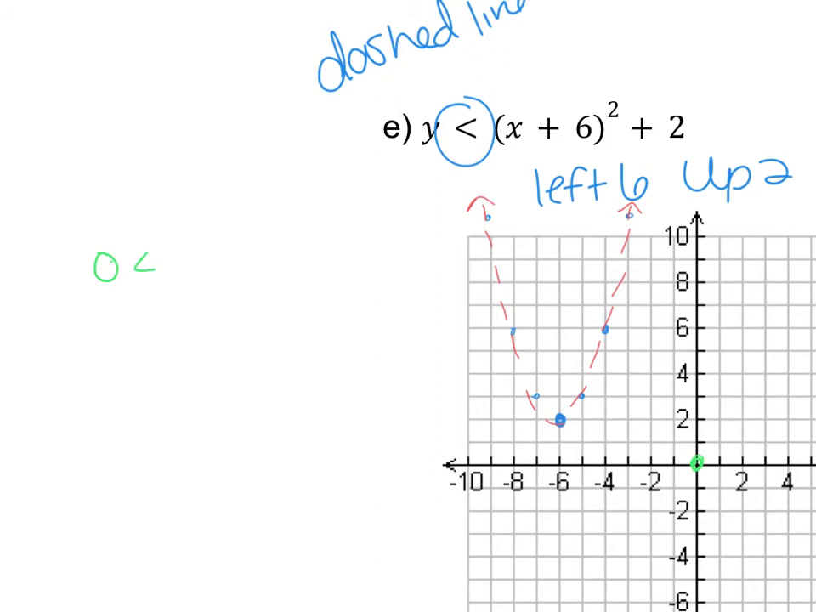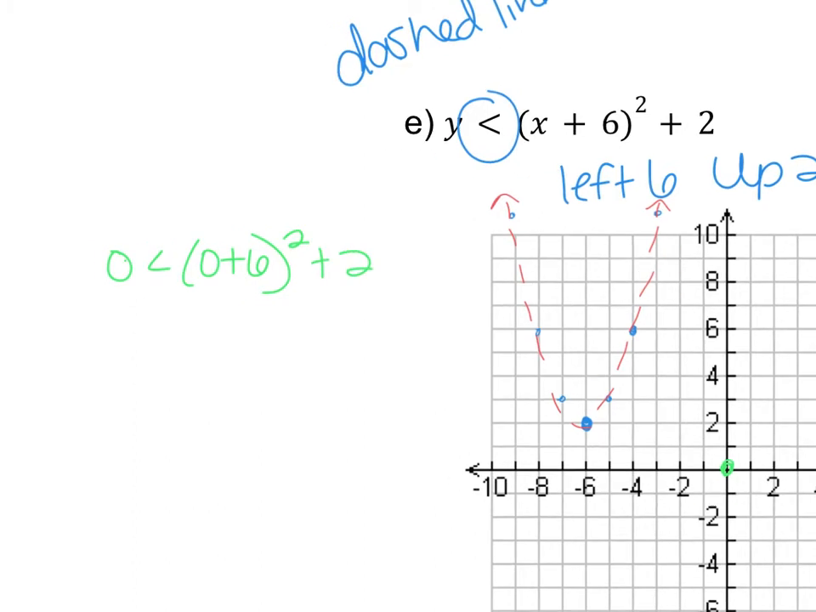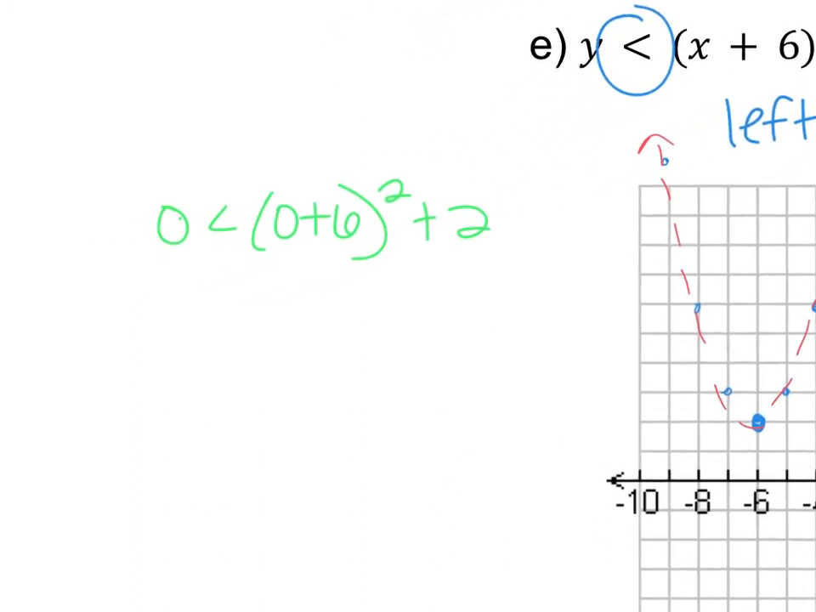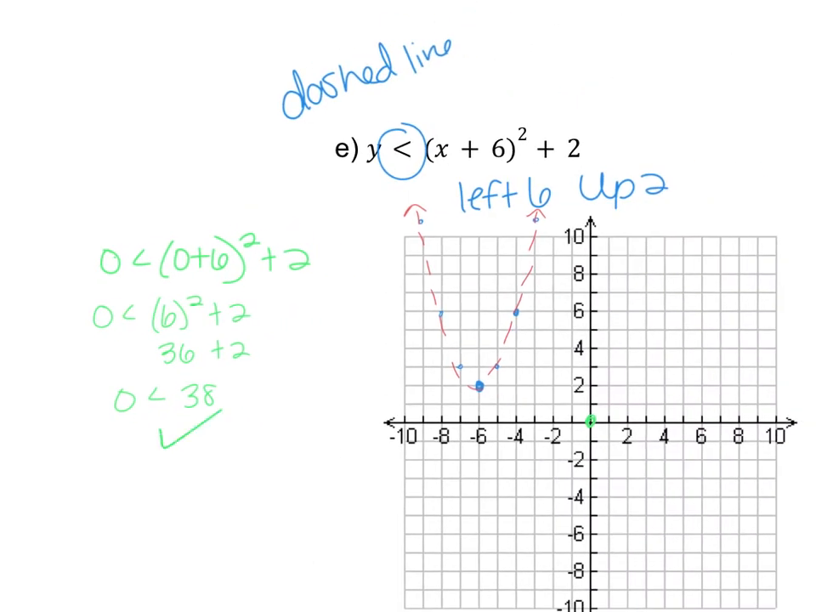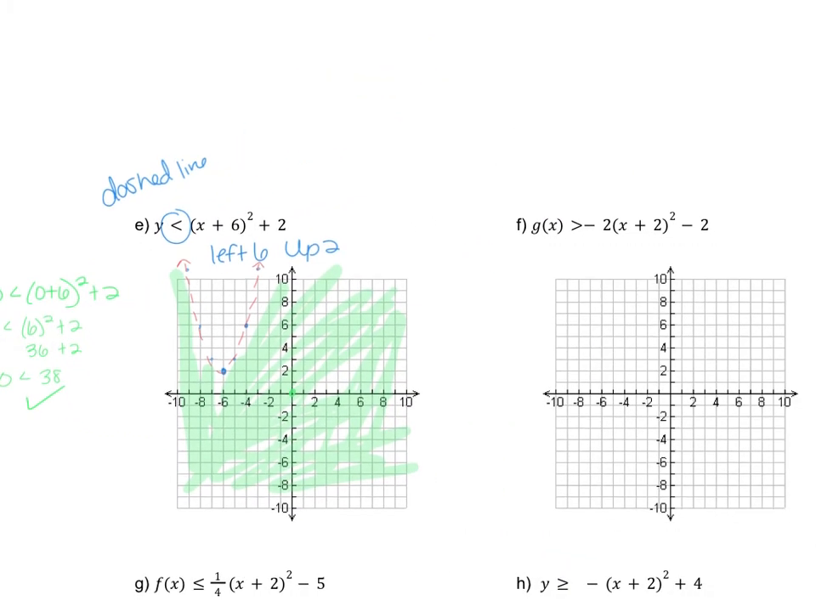So is 0 less than (0 plus 6) squared plus 2? Remember, you have to do what's inside the parentheses first, or you could stick that whole thing in the calculator. So that would be 6 to the second power plus 2, which is 36 plus 2, which is 38. So is 0 less than 38? Yes, absolutely. So that means we're going to shade on this side of the parabola. And yes, you do have some like these in your test, that's why I'm doing them.